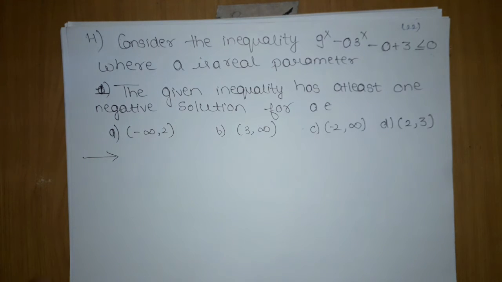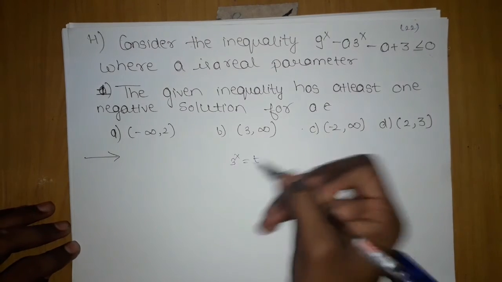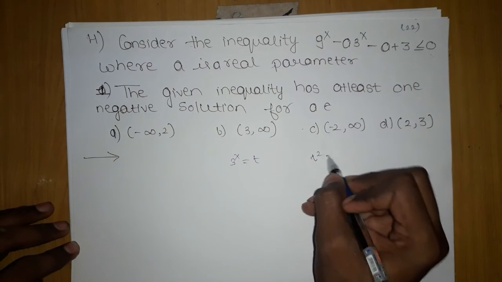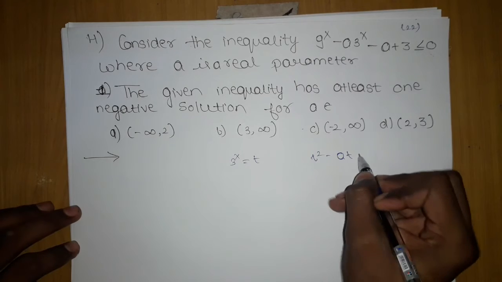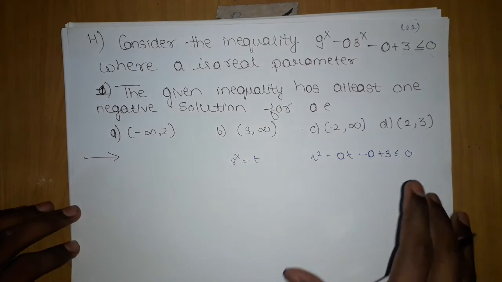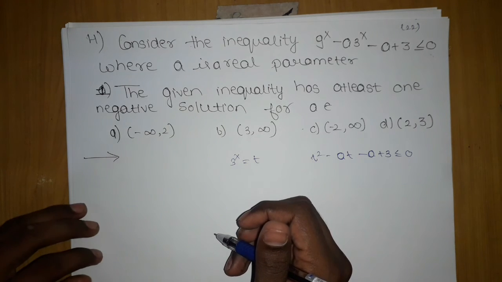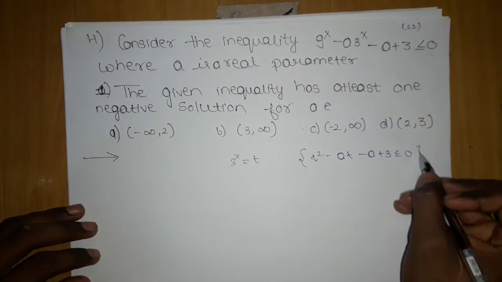Now just see one thing which a small class 9-10 child will also do, that is taking 3^x as t. What do you get? t squared minus a t minus a plus 3 should be less than or equal to 0. You get this from here. Further on, what else can you do?